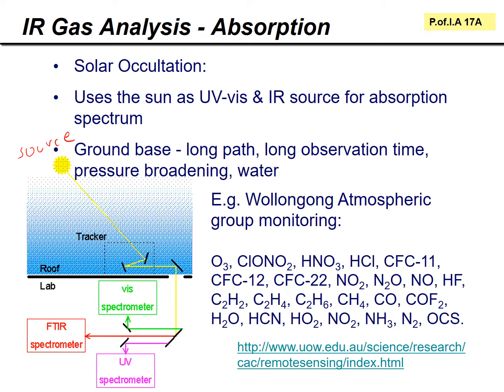There is a really good research group at Wollongong that does this, and they have, up on the roof of their science buildings, UV-vis spectrometers and FTIR spectrometers, and they routinely analyse and monitor for a whole range of atmospheric gases, these important CFCs. So we're still monitoring those to make sure that we don't increase these anti-ozone gases, plus of course all these other photochemical pollutants.